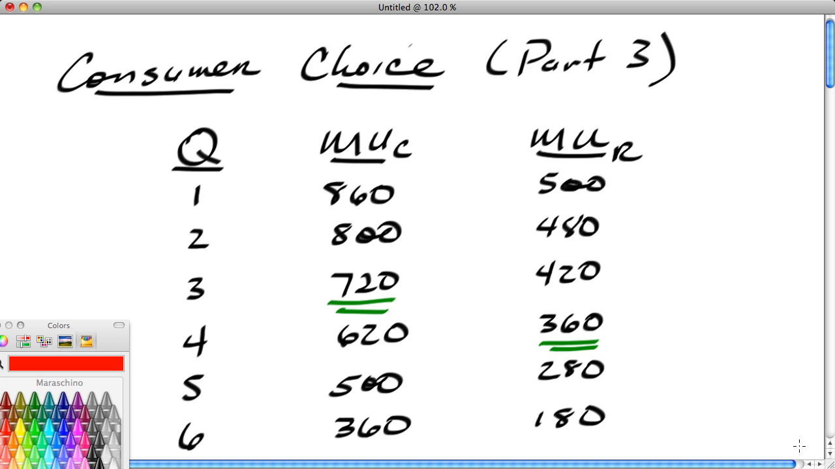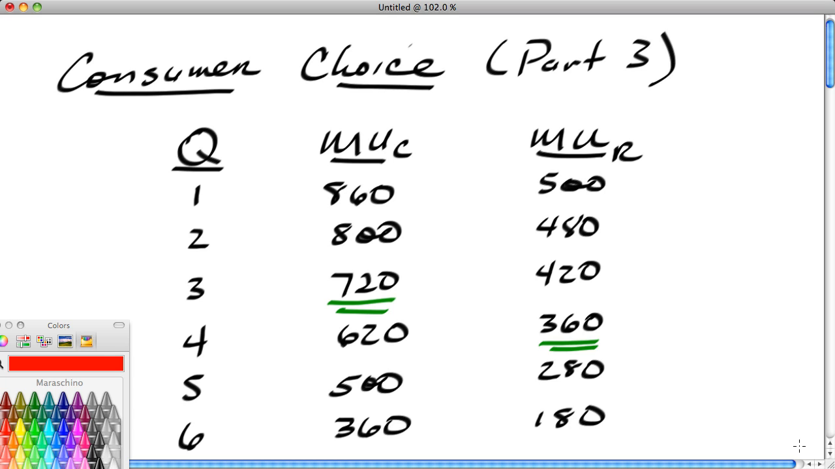This is Ron Sipsick, and this is the third part in a three-part series on consumer choice. We begin the analysis by looking at a table of data that we looked at in the first part of our problem. And here we're talking about a hypothetical buyer who is considering the purchases of coffee and rolls at breakfast. And the table before us has the marginal utility numbers for coffee and rolls outlined.